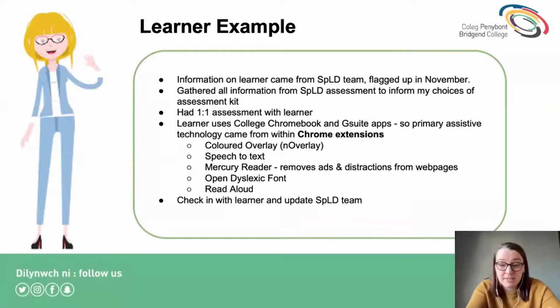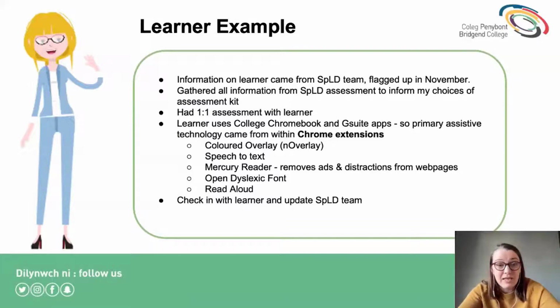So then the last learner example is a learner who had dyslexia, but it wasn't flagged up before they came to college, which is quite common. So they were flagged up to me in the November after starting in the September by the SPLD team, and they were flagged up during a weekly meeting that we have. And I used a lot of information that the SPLD team already had. So they'd done their assessment and already put things in place, but they asked for my input in terms of technology, because obviously the majority of education now is very digital.